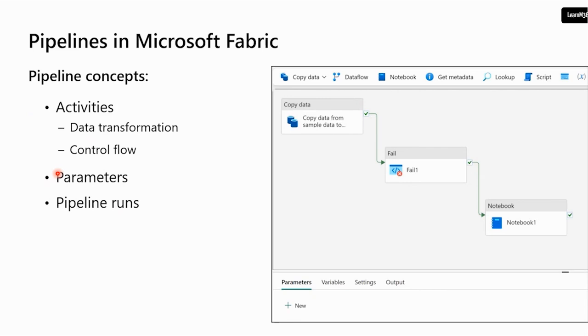So for example, you might want to use a pipeline to save ingested data in a folder. You might want to use a pipeline for this purpose, but you should have the flexibility to specify a folder name each time the pipeline is run. Those kinds of things you can achieve with the help of parameters.